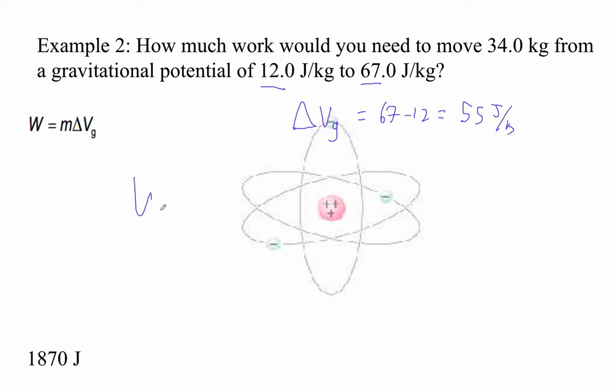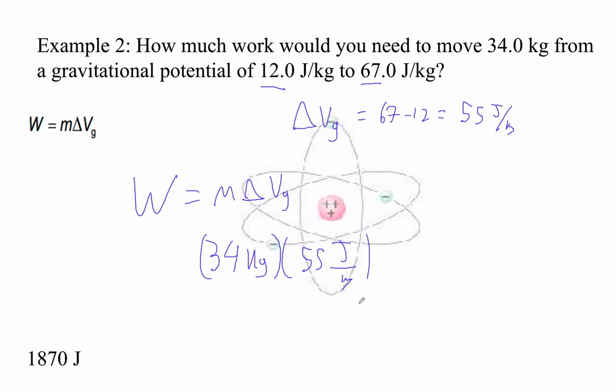So work is mass times change in gravitational potential. We're trying to solve for the work, so it's going to be 34 kilograms times 55 joules per kilogram. All right, hold on. This is multiplication. This is a lot trickier. Okay, 1870. So that's 1,870 joules.